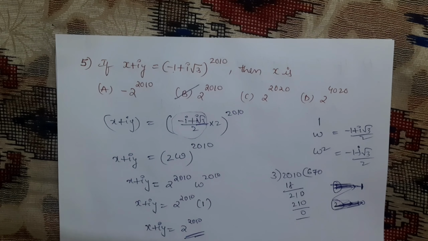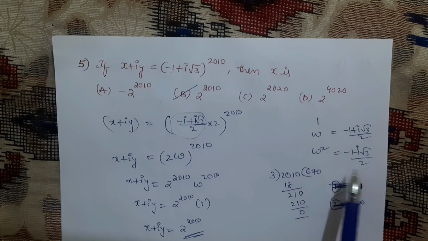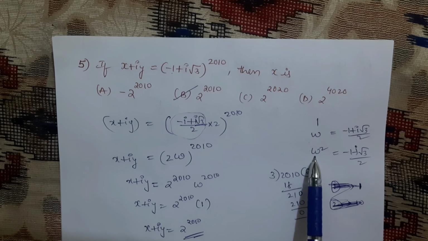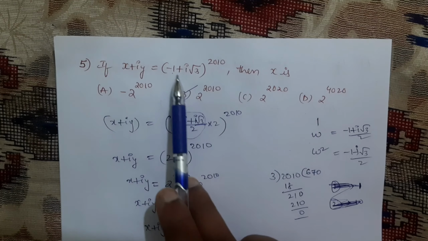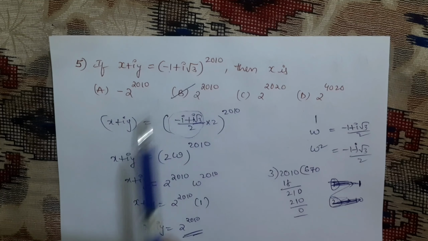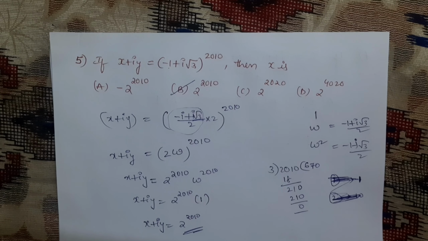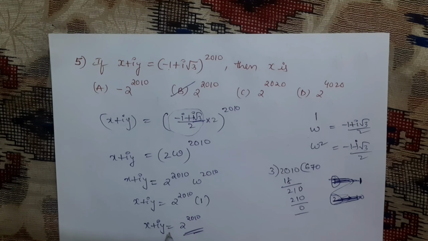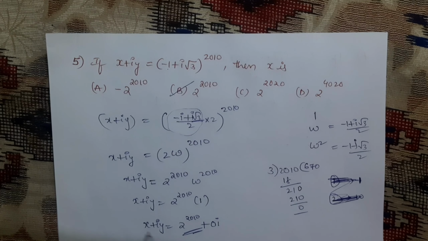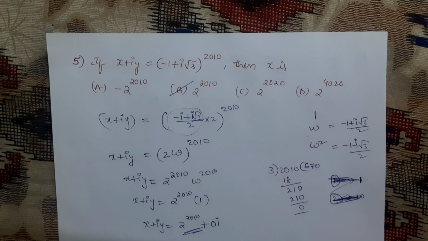Whenever you have this form, like minus 1 plus i root 3 or minus 1 minus i root 3 by 2, you need to convert it into either omega or omega square based on the value. To convert into omega, you need to multiply and divide by 2, and then it will be converted into omega. After that we need to do simplification. We can write this as 2 power 2010 plus 0 into i. So this will be the x value. If they asked about the y value, it is 0.